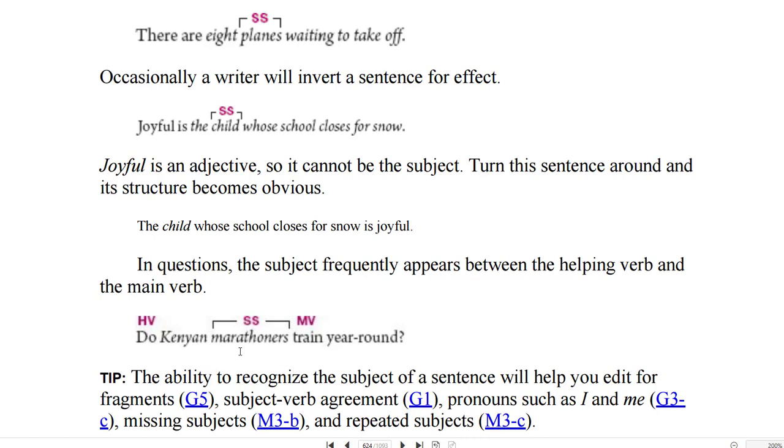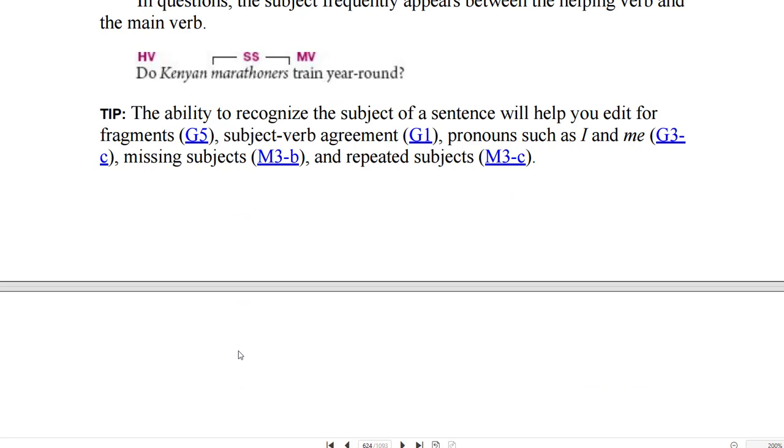In questions, the subject frequently appears between the helping verb and the main verb. Do Kenyan marathoners train year-round? And so helping verb do, Kenyan is an adjective, simple subject marathoners, and then main verb train, and then year-round is a compound noun. The ability to recognize the subject of a sentence will help you edit for fragments, subject-verb agreements, pronouns such as I and me, missing subjects, and repeated subjects.